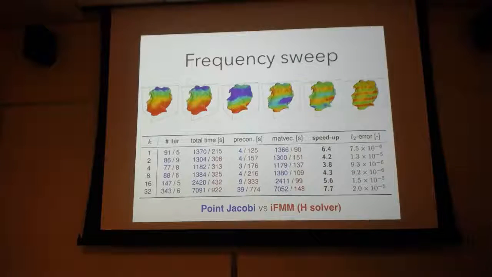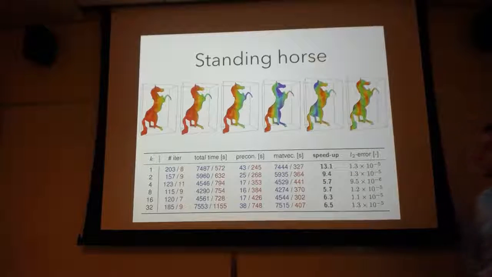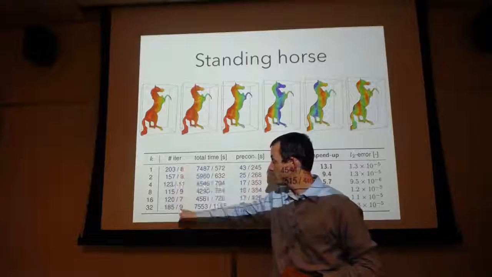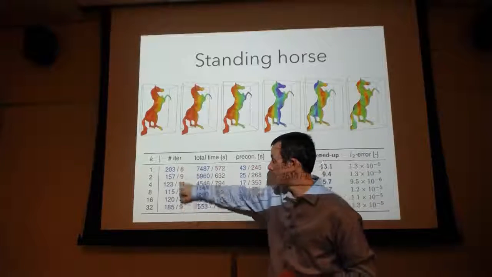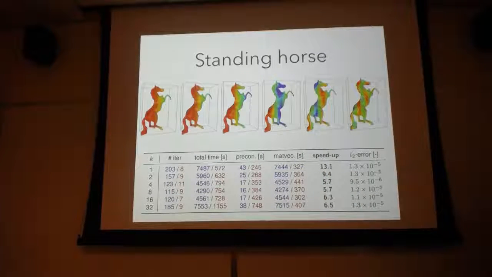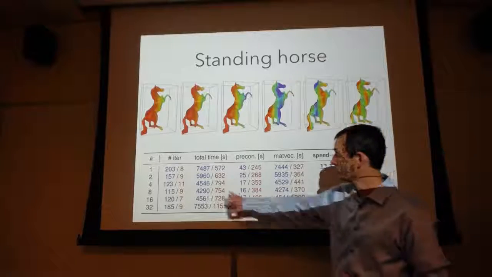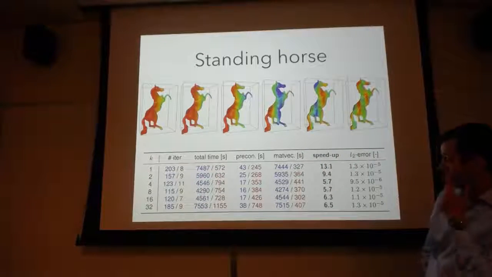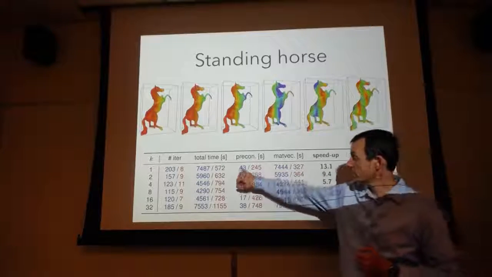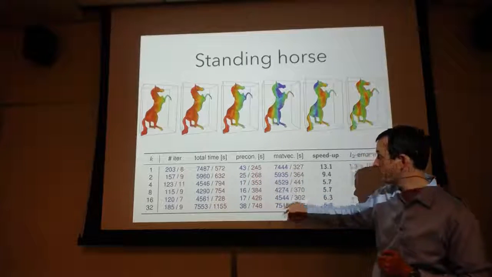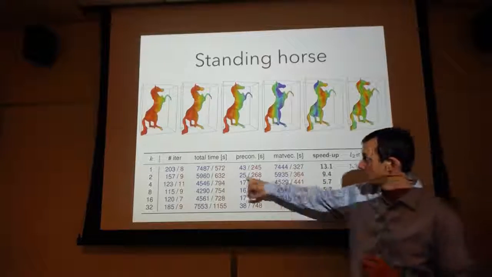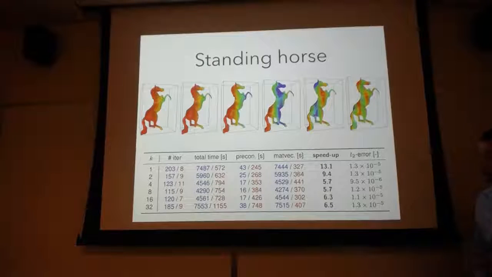And a couple more examples. This is a standing horse, but similar things. We sweep over frequencies here: number of iterations for point Jacobi, number of iterations for IFMM, which is quite constant. Here we're relatively insensitive to increase in K, but just a very high number of iterations overall. Total time is quite large. Even the matvecs are quite expensive because there are so many of them. Whereas here, again, more time is spent on the preconditioner, but very, very few iterations. Each iteration is quite expensive, but when you add up these numbers, you still win against point Jacobi.